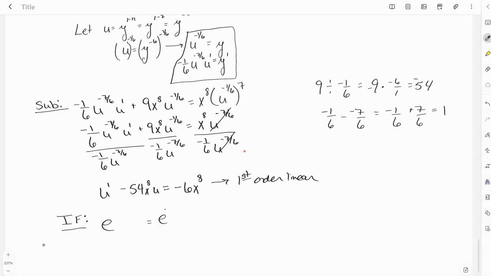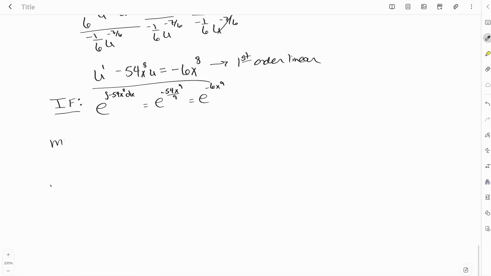I still have that x to the 8th there. And then those exponents reduce to a 1 on the u. So first order linear. So integrating factor. My p of x is negative 54x to the 8th. When I integrate that, I'm going to get negative 54x to the 9th over 9. And that's going to be a negative 6x to the 9th.